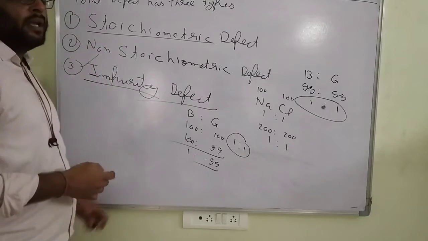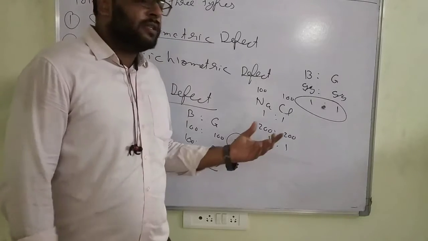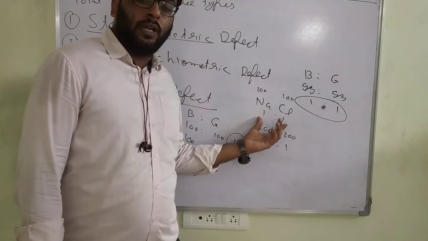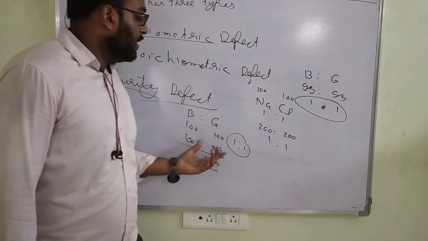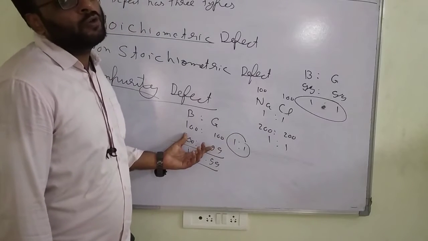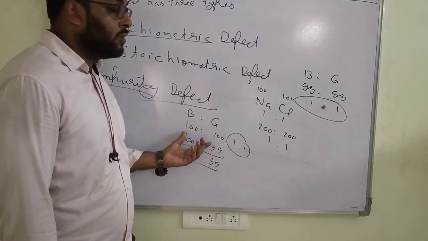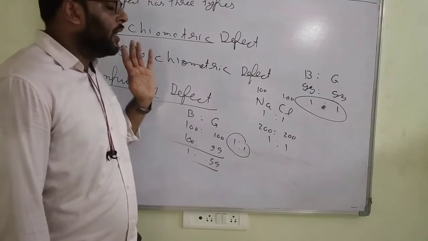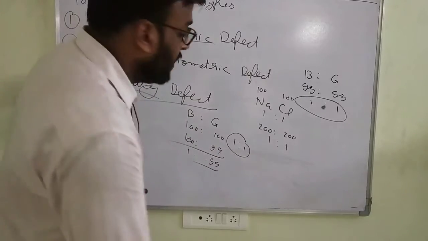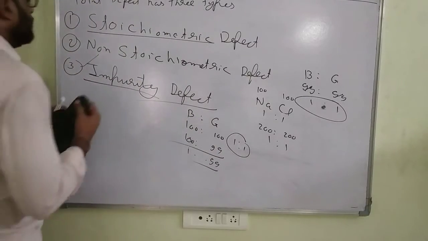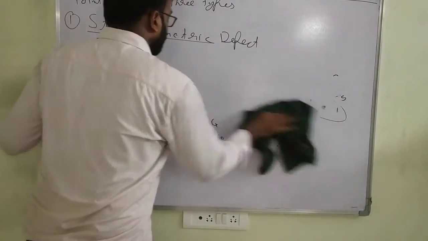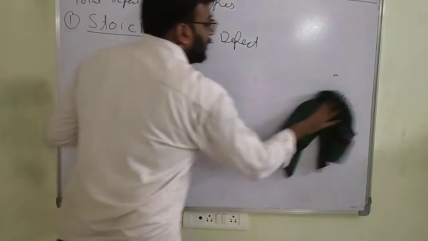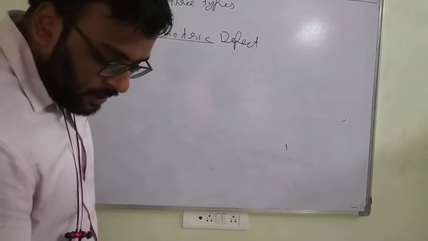What is stoichiometry? Stoichiometry is the ratio available in the formula. It is available in the reality. But in non-stoichiometry, the ratio should not be available. Whatever the standard ratio in the formula, it is ideally not available in reality. Okay? Just note down this definition. And what is non-stoichiometry defect? Just write down these points.